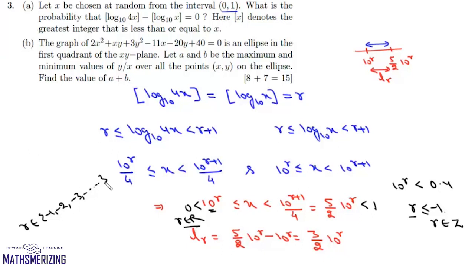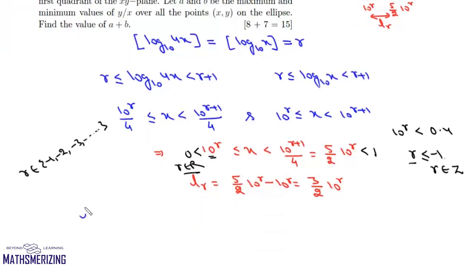Now we need to find this required probability. For this probability, the sample space corresponds to the length of this interval. So the length of the sample space is simply 1. Now we need to find our favorable length, which corresponds to all these cases. So our favorable length L will correspond to the summation of L_r, where r varies from minus 1 to minus infinity. So it will be 3 by 2 times 10 to the power minus 1 plus 10 to the power minus 2, 10 to the power minus 3, and this series will continue up to infinity.